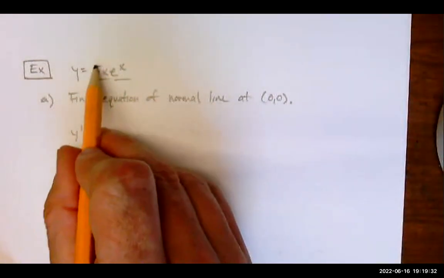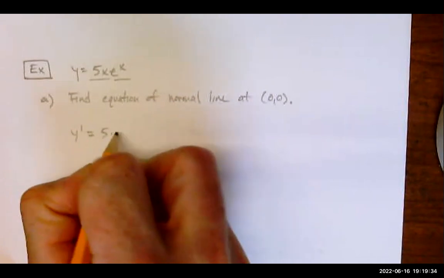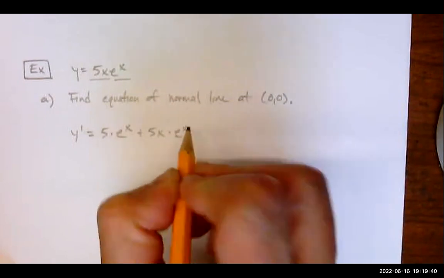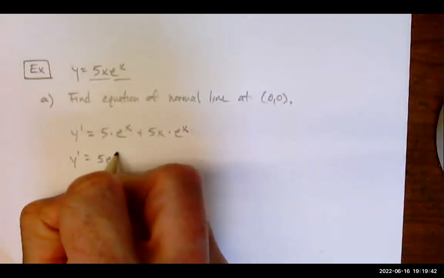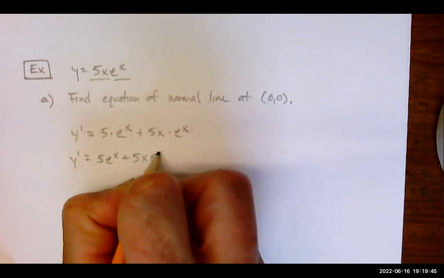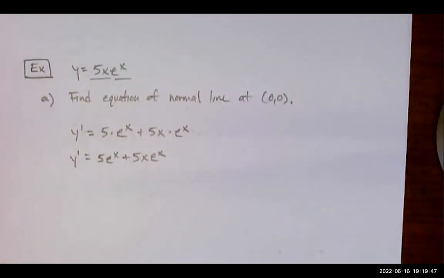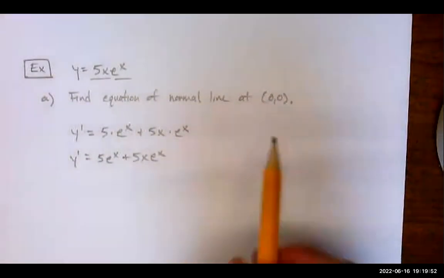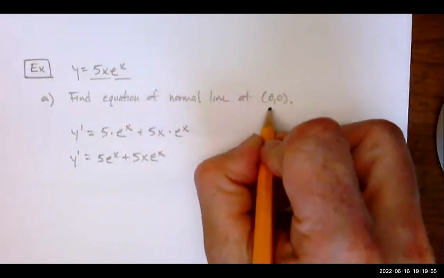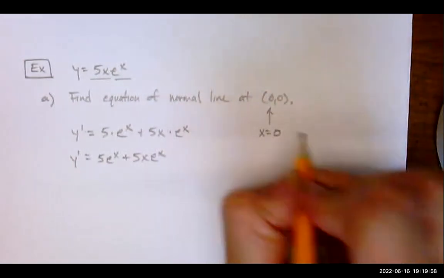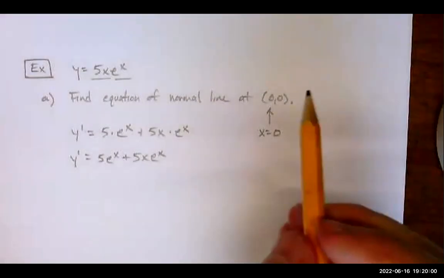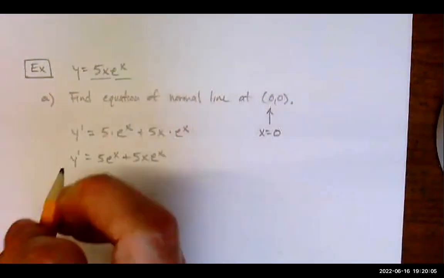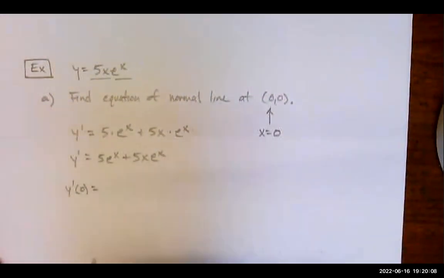So here our product rule would say, okay, the derivative of the 5x is 5 times e to the x, plus 5x and the derivative of e to the x right there. All right, we got it: 5 e to the x plus 5x e to the x. We need to know the slope of the tangent line at this point. And we're going to use that x value that they tell us. Turns out we don't really need the y value they give us. We just need that x value. We're going to find y prime at 0.